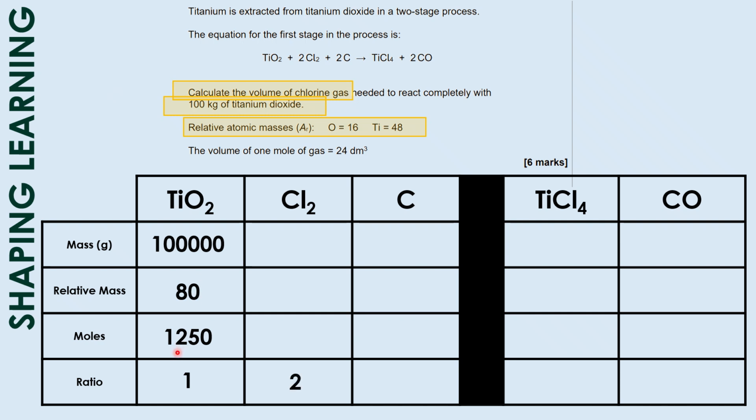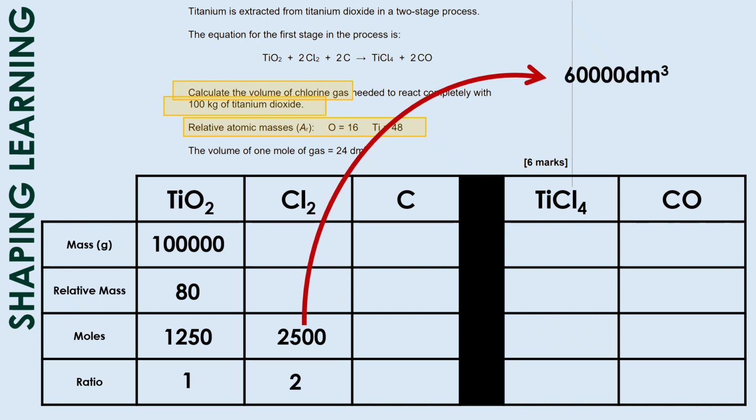So if I've actually got 1,250 moles of titanium dioxide, I've got to multiply that by 2 to get my moles of chlorine, which is 2,500. Now I don't need this area now, because actually what I'm trying to work out is the volume of gas that is created. And I know that 1 mole of gas takes up 24 decimeters cubed of space. So all I've got to do is multiply this number of moles of the chlorine by 24, and that gives me my answer, which is 60,000 decimeters cubed.